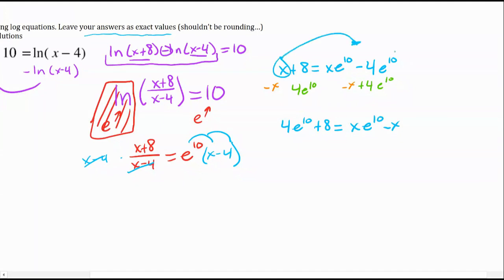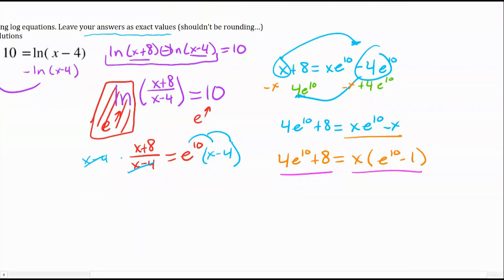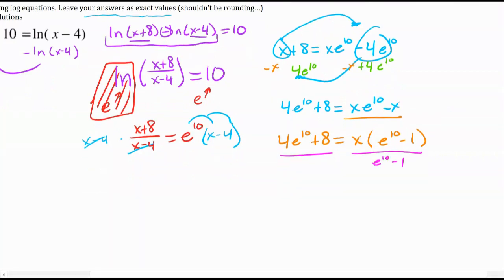So I just moved this x over here and moved the 4e to the power of 10 to the other side, because I want all of my x values on the same side. Because now that I have that, I can factor out x from these two terms. So that leaves me with 4e to the power of 10 plus 8 equals x times (e to the power of 10 minus 1). And then my last step here would be to divide both sides by e to the power of 10 minus 1. And I get my final answer of x equals (4e to the power of 10 plus 8) over (e to the power of 10 minus 1).